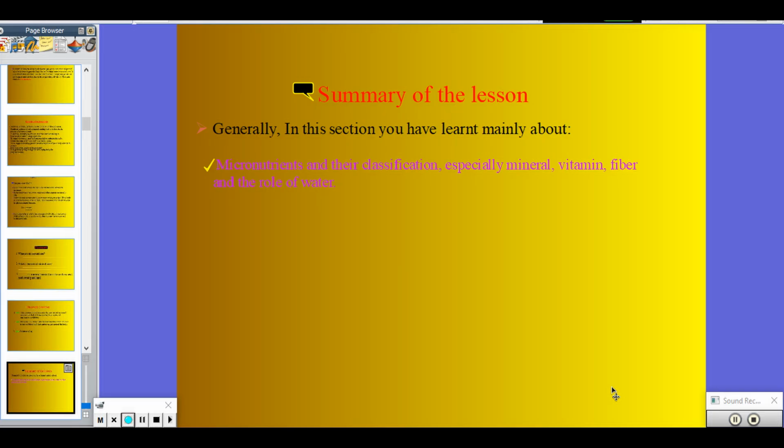The second one is vitamins. Vitamins are complex organic compounds which prevent deficiency diseases and promote normal growth and functions of the body. They are needed in small amounts.